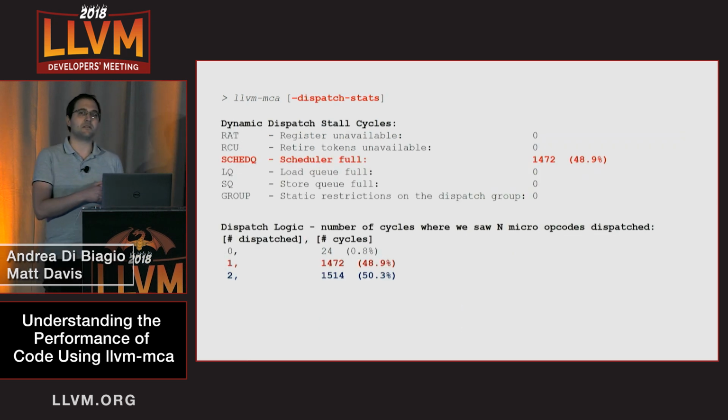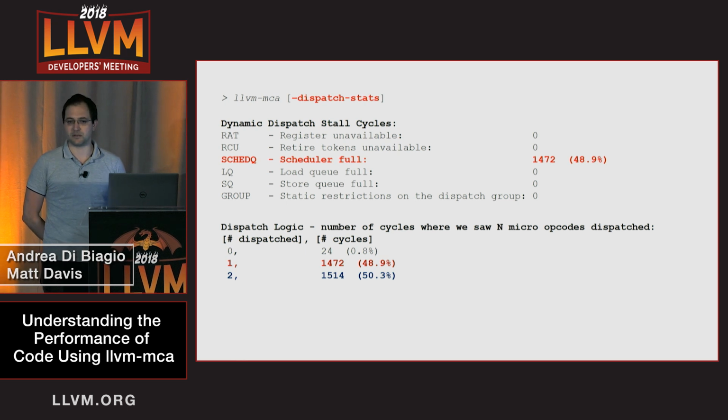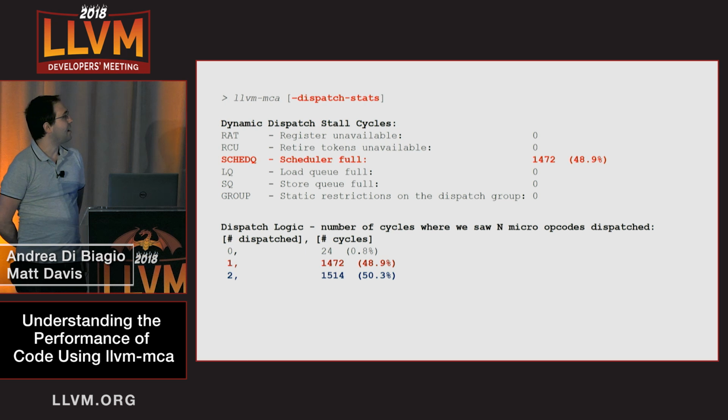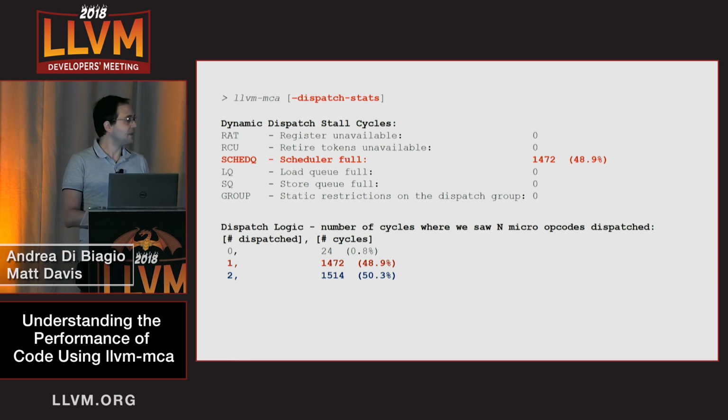This may cause pressure on the upstream dispatch logic to the point where the dispatch logic cannot always effectively dispatch a full group of 2 opcodes. And we have in this last view that half of the time we were only able to dispatch a group of 1 opcode, and the reason was the scheduler queue was full.